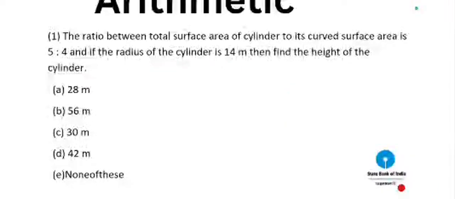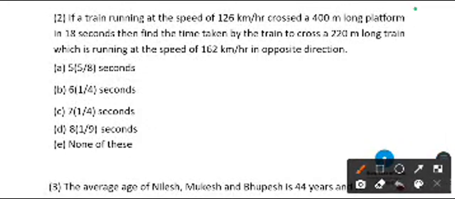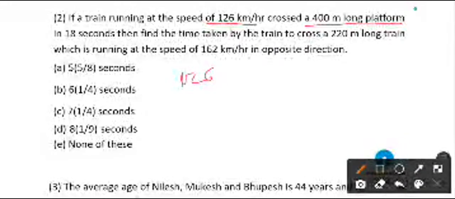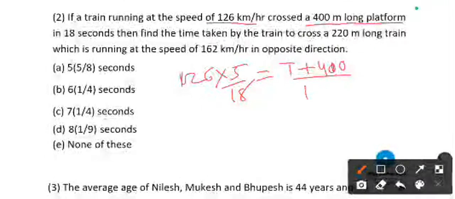Okay, we have completed the first question. Now we are moving with the second question. If a train running at a speed of 126 kilometers per hour crossed a 400 meters long platform. 126 into 5 by 18 meters per second. Train length we don't know. 400 meters platform, it will be covered in 18 seconds.